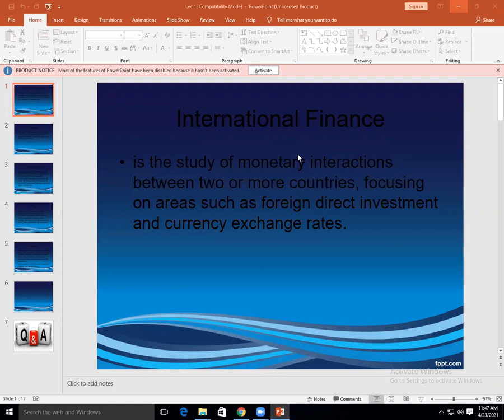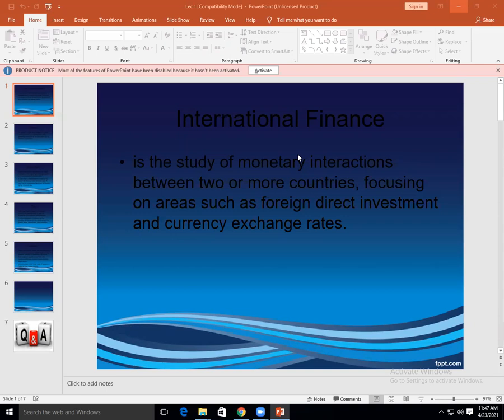What international finance is, actually, it is the study of the monetary interactions between two or more countries, focusing on areas such as foreign direct investment and currency exchange rates. So in international finance, two things are focused mainly. The first one is foreign direct investment, and the second thing is the currency exchange rates. On both of these, international finance is focused.